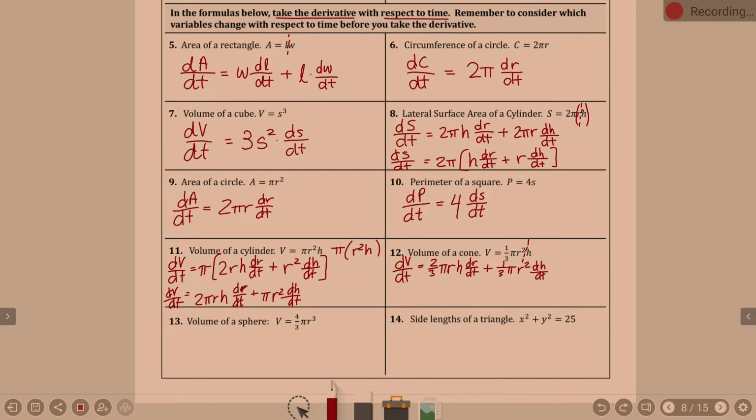With this in mind, the other option you could have done is pulled the 1/3 pi out front. If I pull the 1/3 pi out front, realize in a calc text you would likely see it written as pi over 3. Then you would still have the 2 r h dr/dt and r squared dh/dt. You wouldn't have the pi in there, would you?